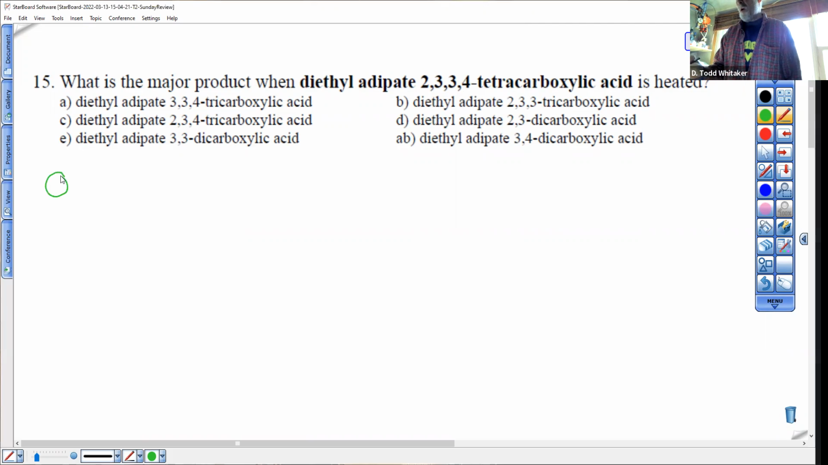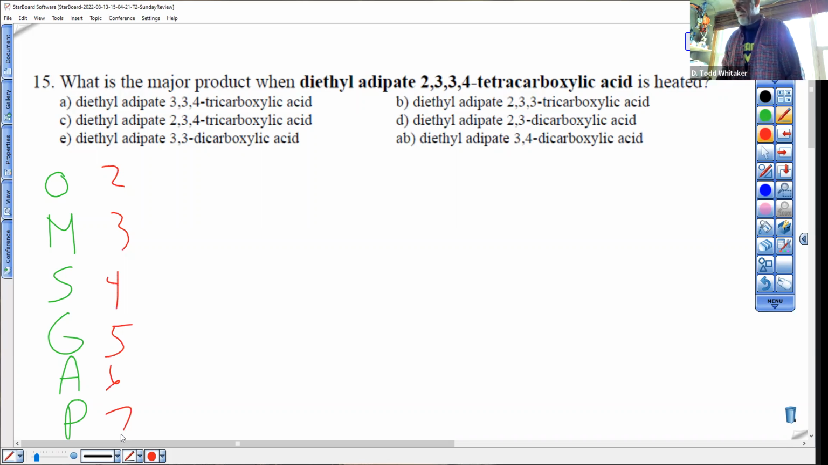In summary, oh my, such good apple pie. This is for 2 carbons. 2, 3, 4, 5, 6, 7. Why did I not start at 1 carbon? Because you can't have a dicarboxylic acid with 1 carbon. That's why. So we're looking for adipate.